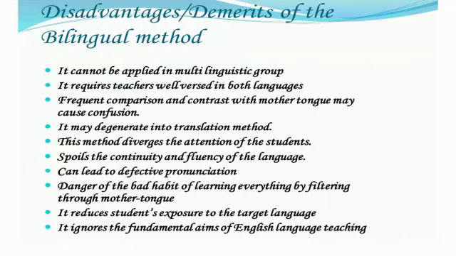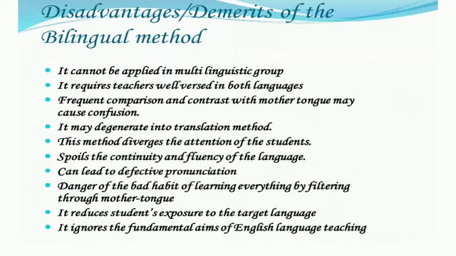Pronunciation may be defective by the influence of this mother tongue. Can lead to defective pronunciation. Danger of the bad habits of learning everything by filtering through what? Filtering through mother tongue. Understand? It reduces students' exposure to the target language, that is English language. It neglects the fundamental aims of English language teaching. This method, that is the bilingual method, is useful at lower stages of education and it is not useful at higher stages of education. Understand? These are about the disadvantages.